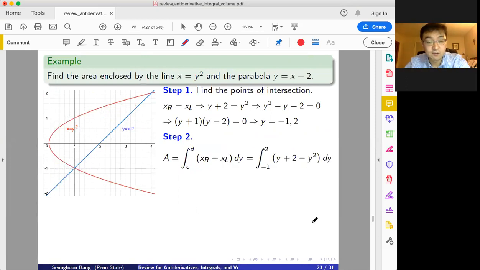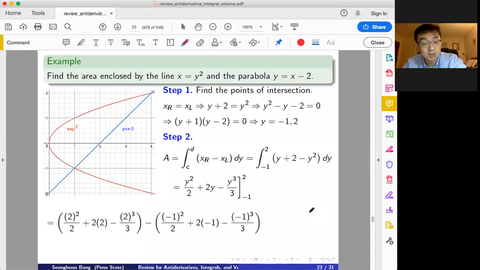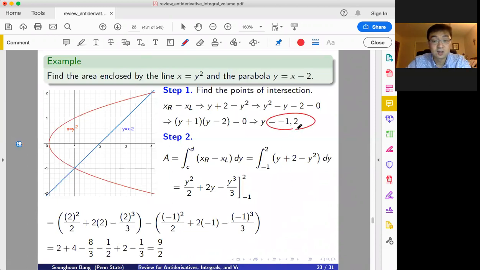Next, find the antiderivative: y squared over 2 plus 2y minus y cubed over 3. You plug in 2 and minus 1 for the y value. The calculated answer is 9 over 2. So what's the key part? The key part is finding the intersection points, the setup, and the right boundary minus left boundary. This is the whole idea for solving this problem.